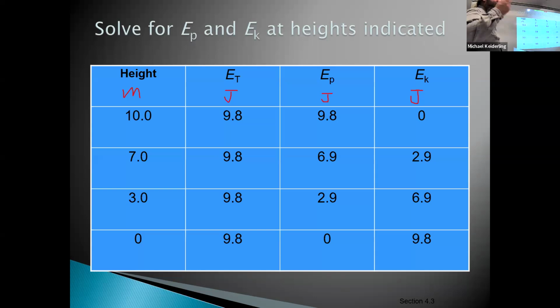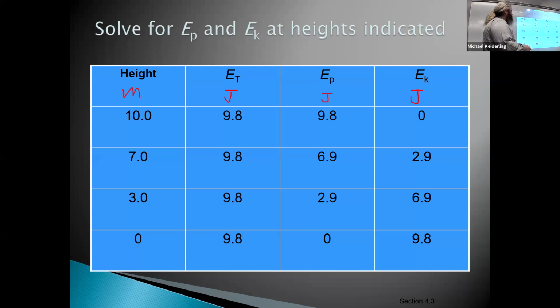And there's losses. So height 10 meters, total energy is 9.8, potential energy is 9.8, kinetic energy is 0. 7 meters, total energy is still 9.8, potential energy is 6.9, kinetic energy is 2.9. 3 meters, total energy is 9.8, potential energy is 2.9, kinetic energy is 6.9. And last at height 0, total energy is 9.8, potential energy is 0, kinetic energy is 9.8.